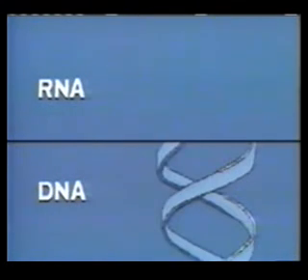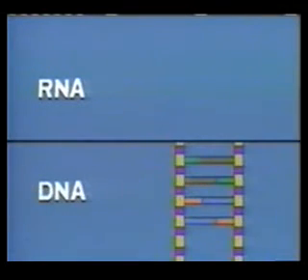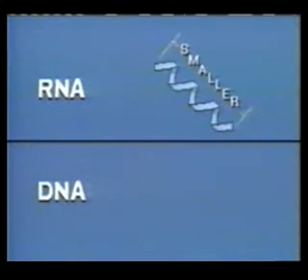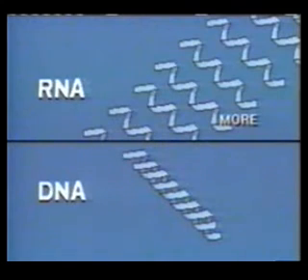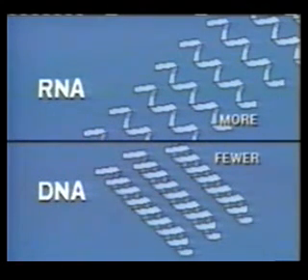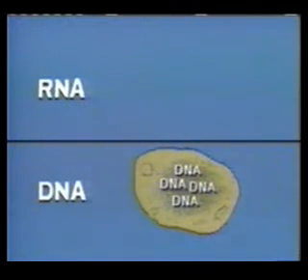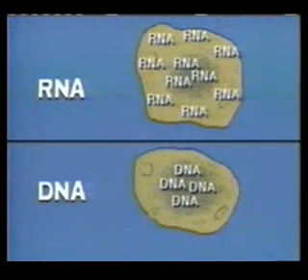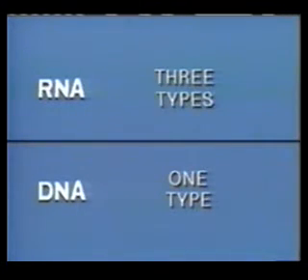DNA is a double helix, while RNA is a single helix. Unwound, RNA is like a ladder cut in half lengthwise. RNA is smaller than DNA, but it's much more plentiful. DNA, at least in eukaryotic cells, is confined to the nucleus, while RNA enjoys the freedom of the cell, so to speak, and is found in both the nucleus and the cytoplasm around it. Lastly, there is one type of DNA, but 3 distinct types of ribonucleic acid.